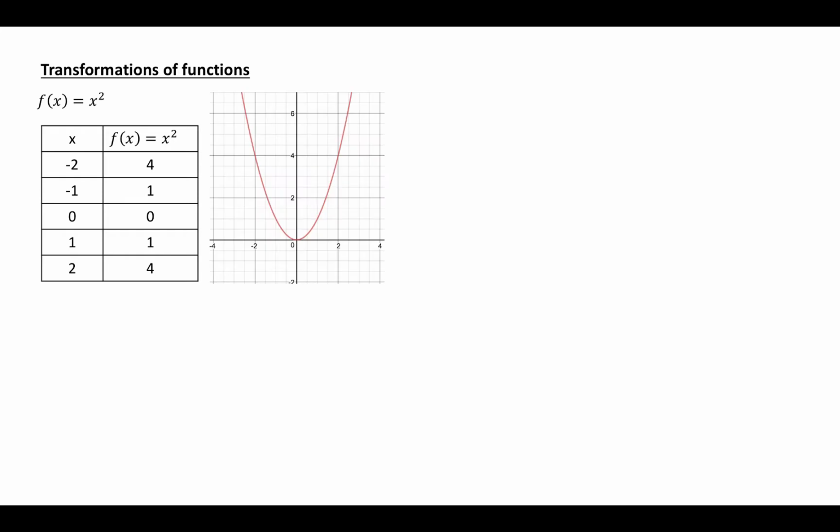When we square -2, the result will be 4. When we square -1, the result will be 1, and so on. When we graph these ordered pairs, the result is a parabola.